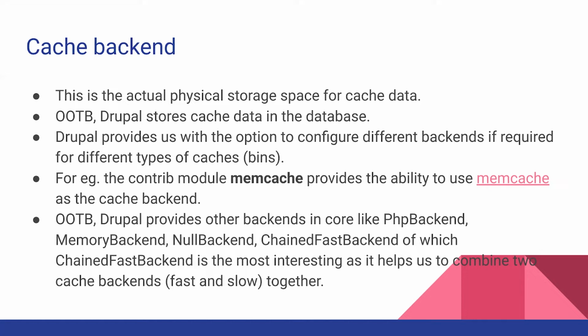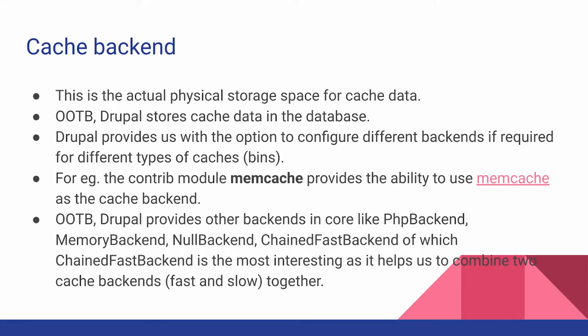There's a contrib module which is available. We need to install that and make a couple of line changes in the settings.php file to point to memcache and to mark which cache backends will be using memcache. We can individually configure that this particular cache should use memcache, this particular cache should use database, this particular cache should use Redis or something like that. That's completely in our hand. Drupal provides us this feature.